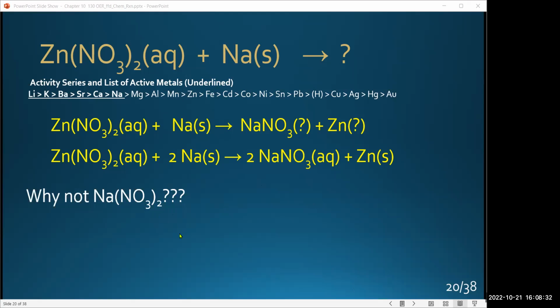Of course, we're not going to write 2 nitrates for the sodium because that infers that sodium has a +2 charge, and that's not the case because we know sodium is a group 1 element. Okay.